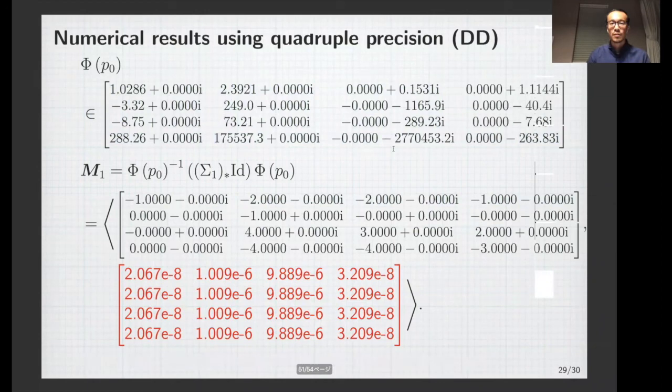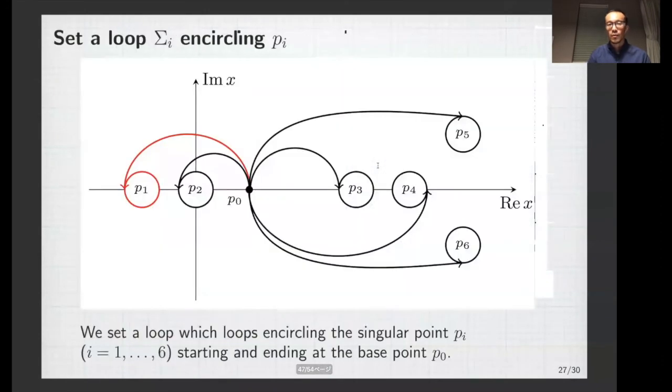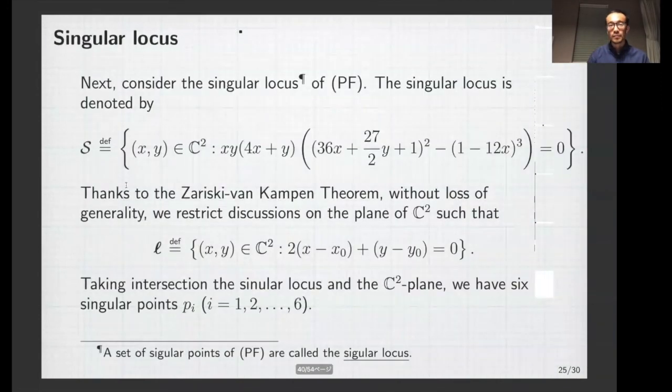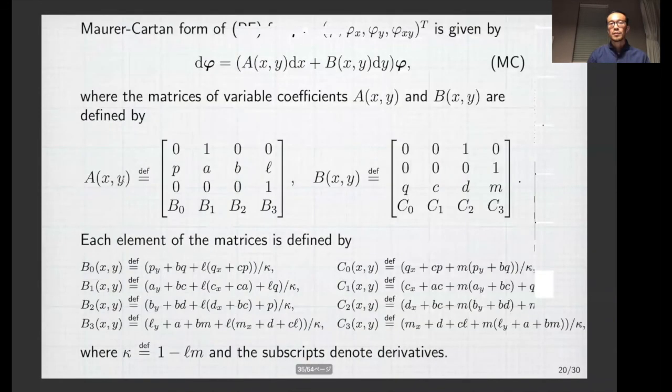Yeah. Okay. So I will try to explain. When we set a loop around this one, we explicitly express the loop by using some time t, x of t and y of t, and by using this formula, this Morley-Cartan form is changed into a system of ordinary differential equations. So that we rigorously compute from the initial point to the end point. Okay, I see. Thank you.